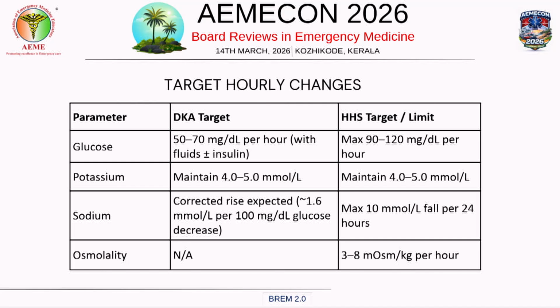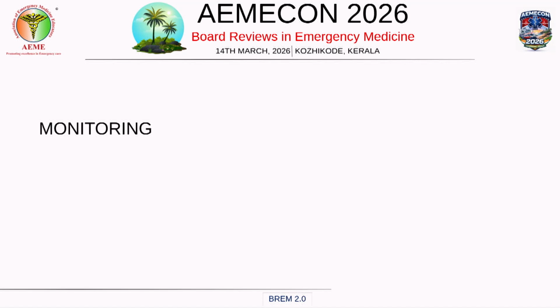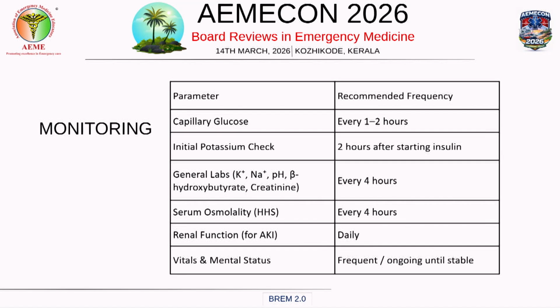The sodium, we know, what we see initially may not be the correct value. With hyperglycemia, the value of sodium tends to fall. So, as you correct the hyperglycemia, as the glucose level comes down, we expect a rise in the sodium values. Osmolarity, it is not applicable in case of DKA, but in HHS, 3 to 8 milliosmol per kilogram per hour is the target reduction. Monitoring, what to check, how frequently you should check it.